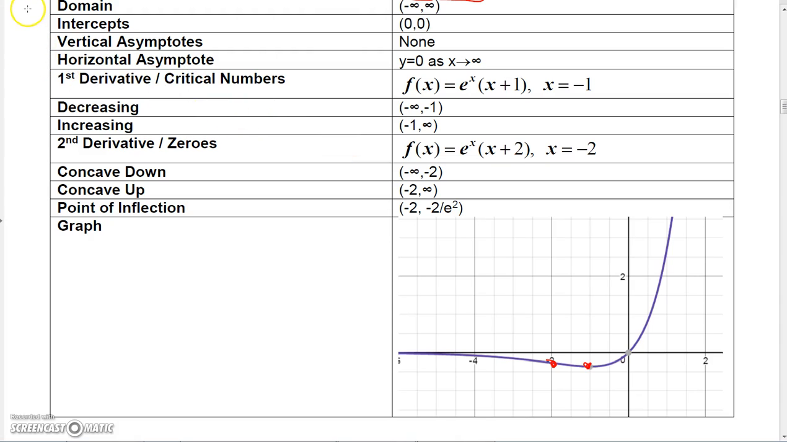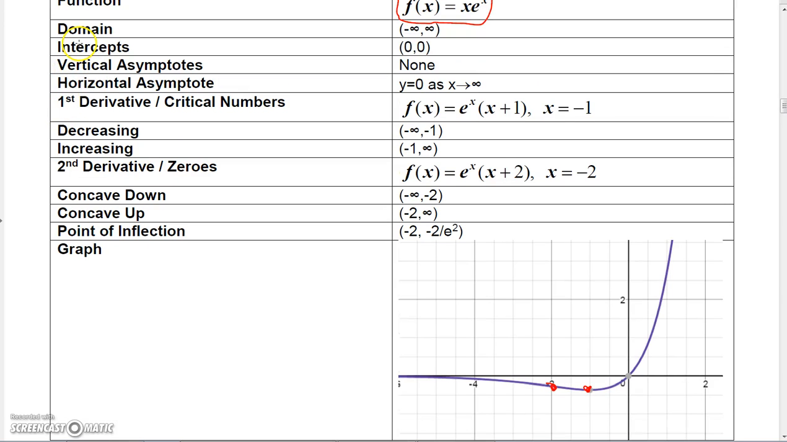And so that's all that I'm going to talk about on this video. On the next video, I'll talk about implicit differentiation involving exponential functions.